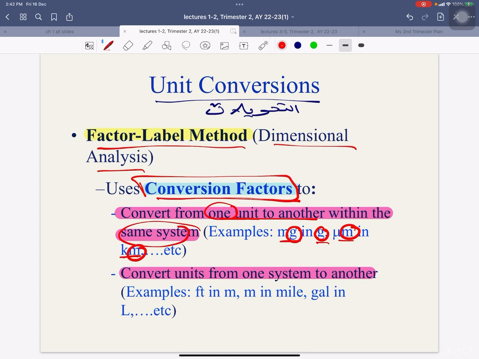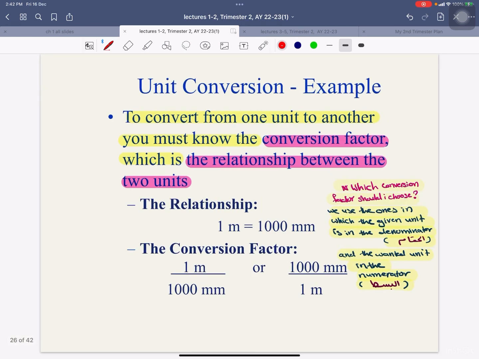Or I convert a unit from one system to another. I convert from feet to meters, from meters to miles, from gallons to liters. These are the conversion factors. Either I convert within the same system itself, or from one system to another system. Unit conversions: to convert from one unit to another, you must know the conversion factor.